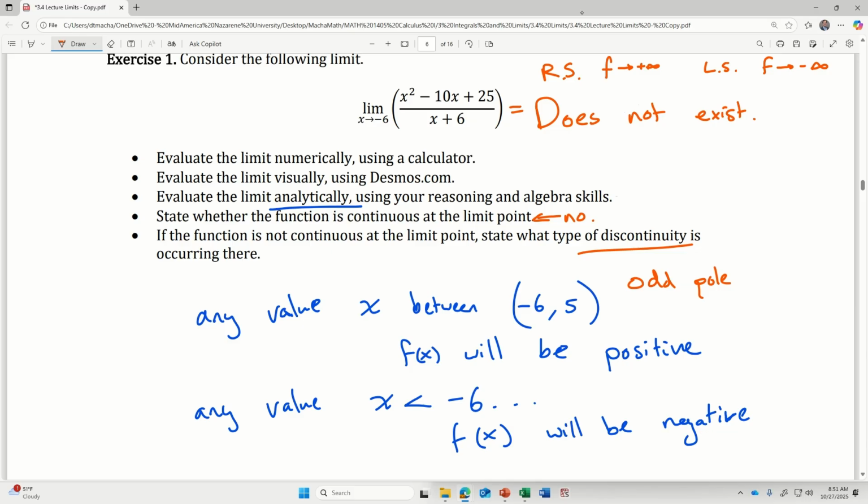That's the answer to the question. This is what I want you to write on your test, okay? This limit, which is a two-sided limit, does not exist because the right side doesn't agree with the left side. So we say the limit does not exist. You could also write just DNE if you want to, and I'll understand that DNE means does not exist.